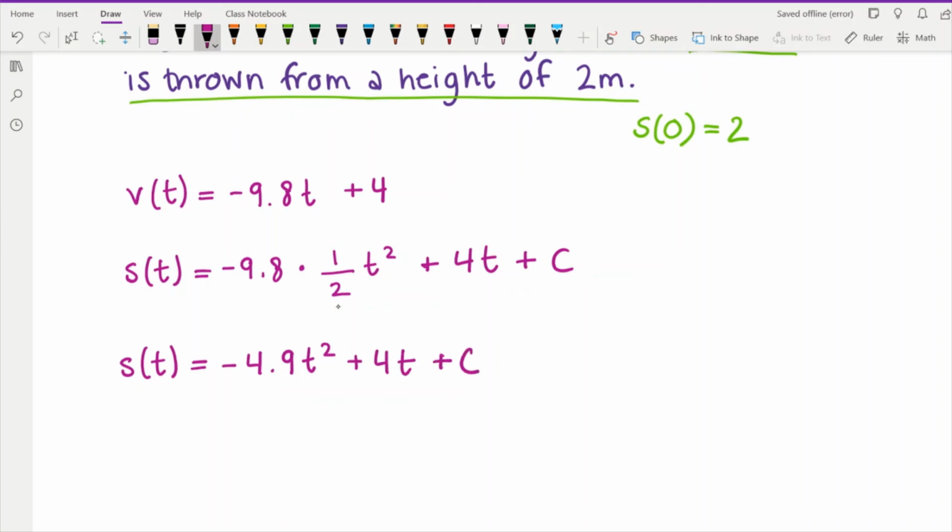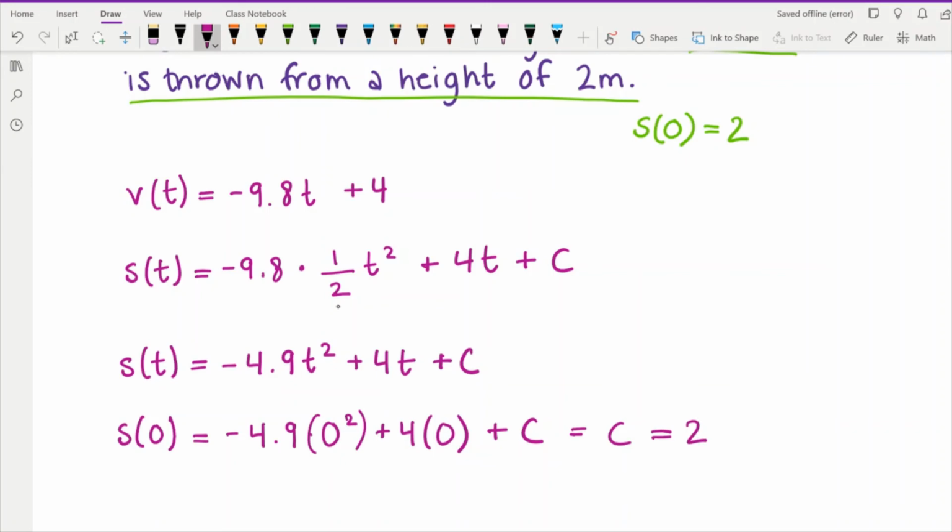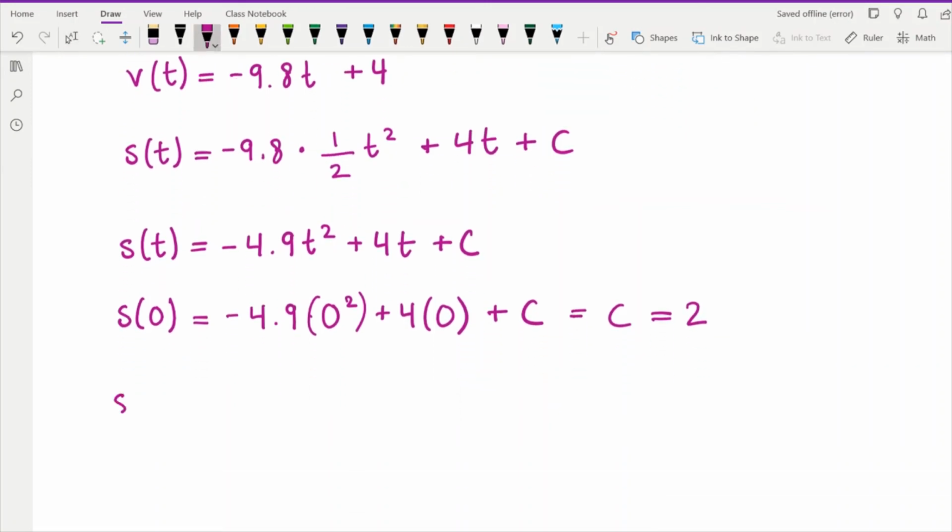Okay, and so now we can use the fact that the position at 0 is supposed to be equal to 2. And so if we plug 0 into our function, we get negative 4.9 times 0 squared plus 4 times 0 plus c. And so again, that's just going to equal c, right? Because the other parts just turn to 0. And so we're left with c. And so in this case, c is just equal to 2, right? Because s of 0 is supposed to equal 2, so c is equal to 2. And so this tells us that our position function is negative 4.9 t squared plus 4t plus 2.